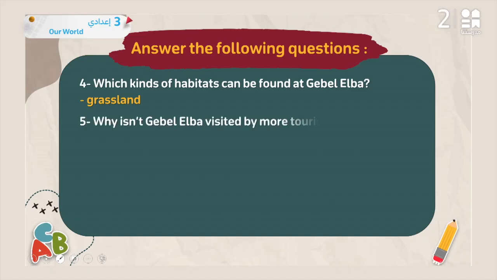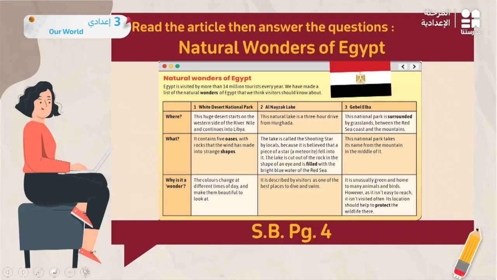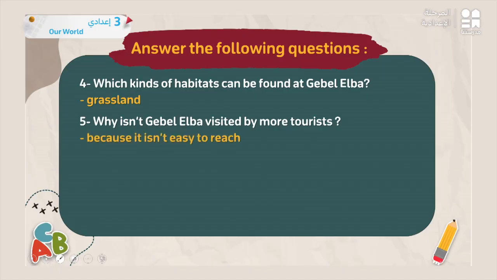Grassland. Why isn't جبل ألبا visited by more tourists? ليه جبل ألبا مش عليه زوار كتير؟ احنا قلنا السبب انه because it is difficult to reach. لو تفتكروا هنا اهو. However, as it isn't easy to reach, it isn't visited often. يعني السبب اللي بيخليها ما تظهرش كتير انه it isn't easy to reach. مش سهل الوصول ليها. So the answer is because it isn't easy to reach.